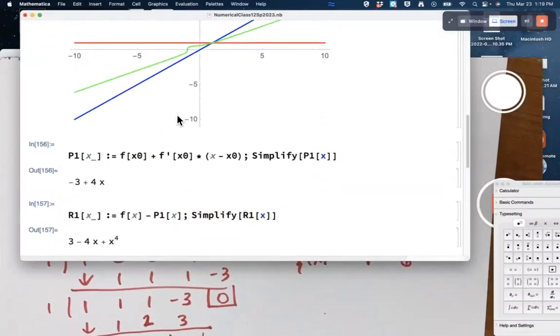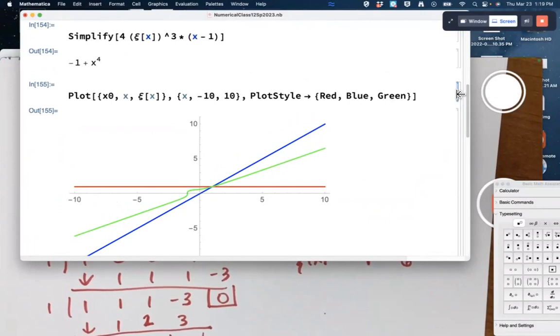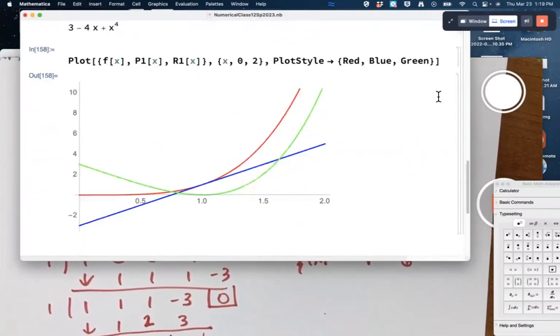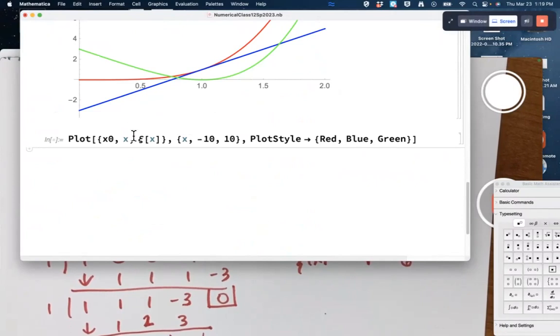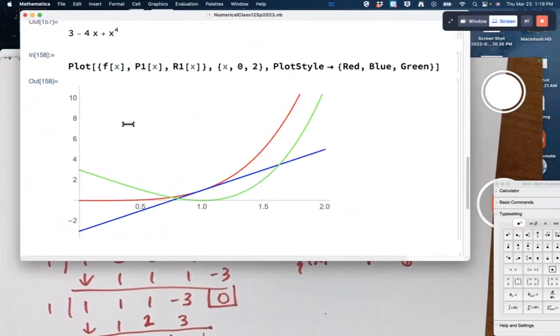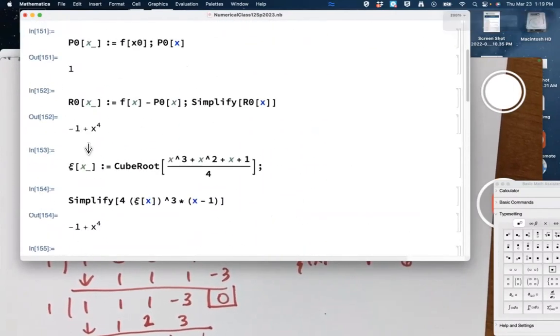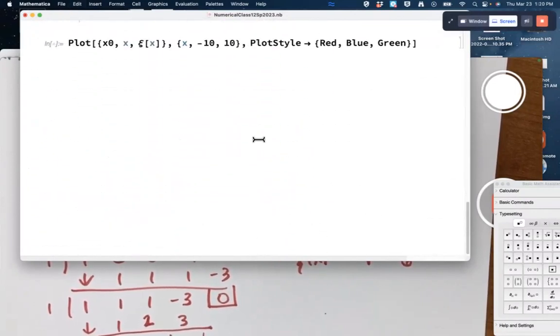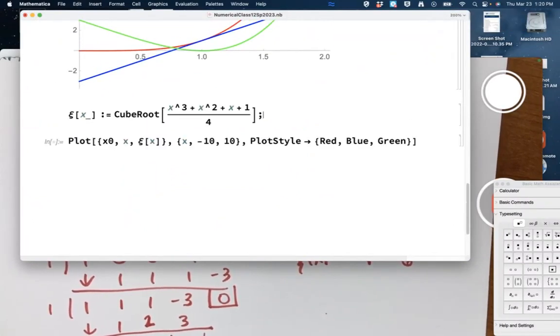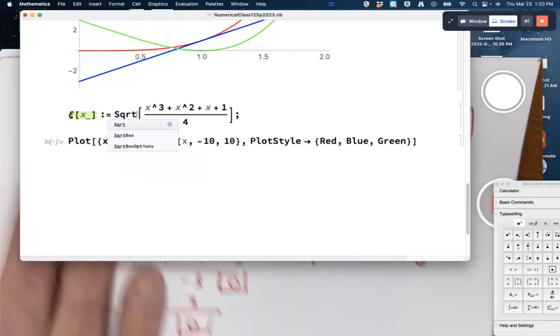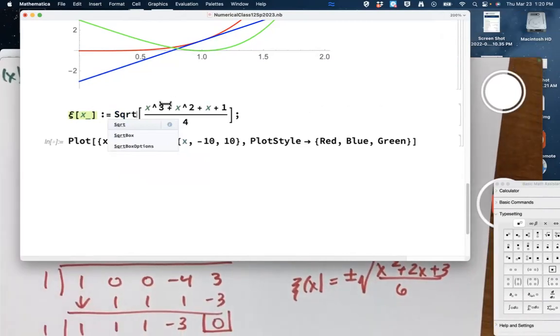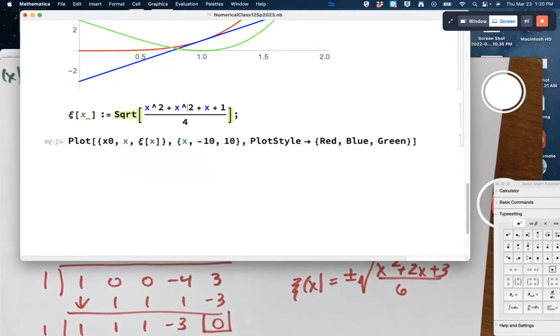What about the other kind of plot, where I plot xi of x along with x0 and x? But I need a new xi of x now. Maybe I should have called this xi0 of x. A new xi of x. Let's try the square root. Now, I'll try the positive square root first: the square root of (x squared plus 2x plus 3) over 6.